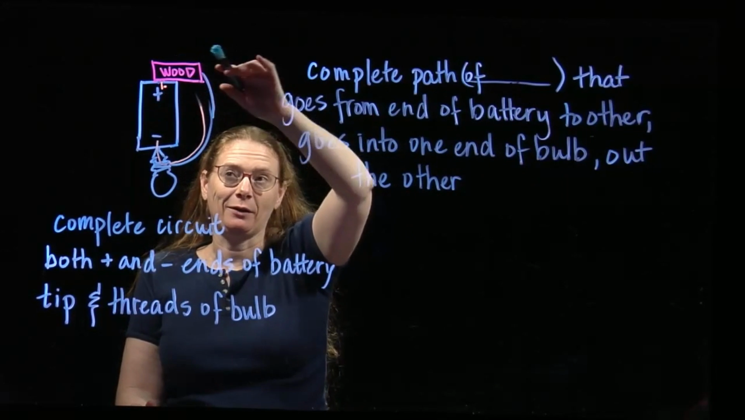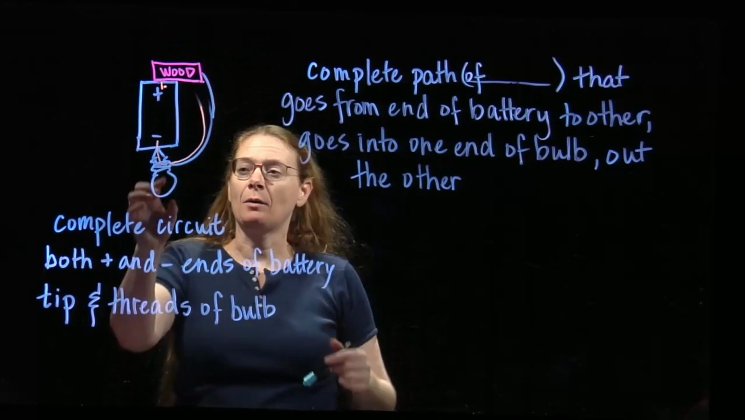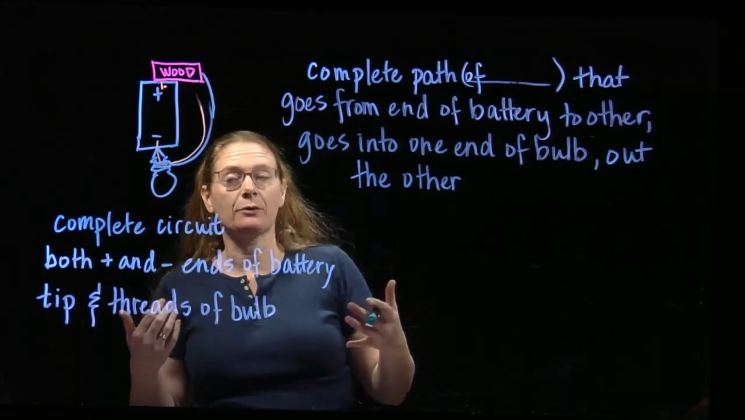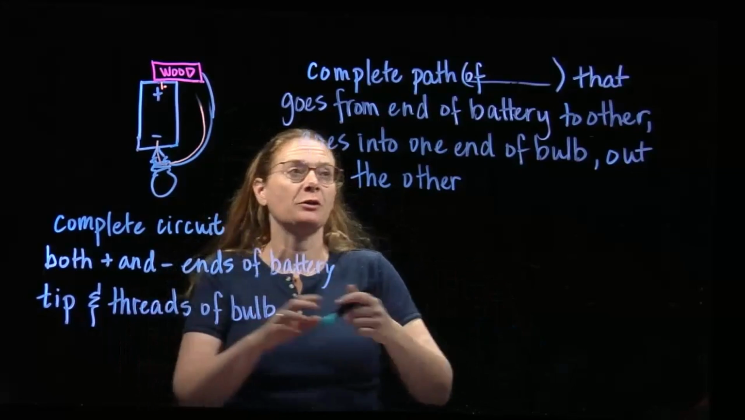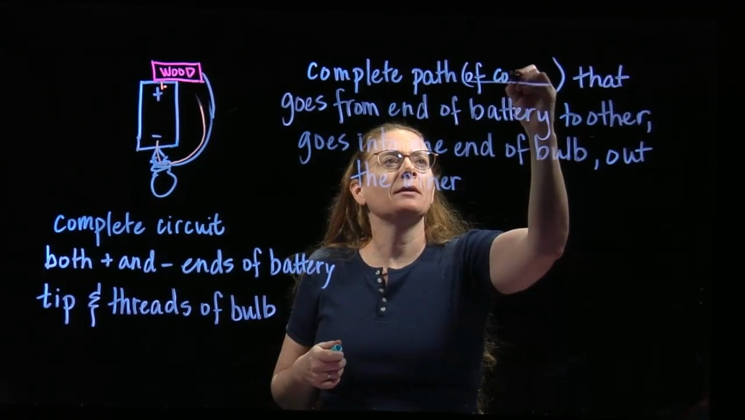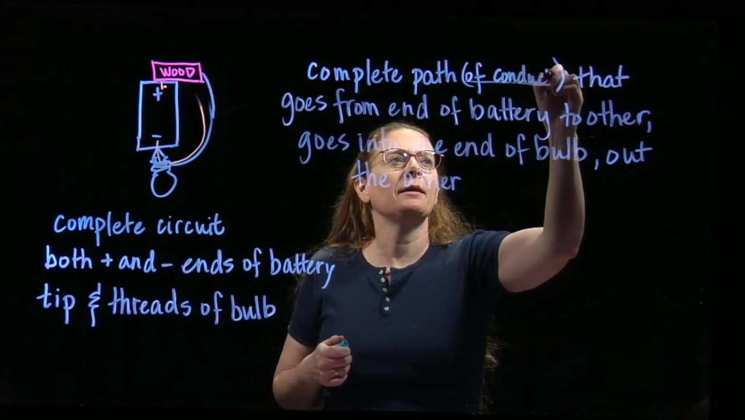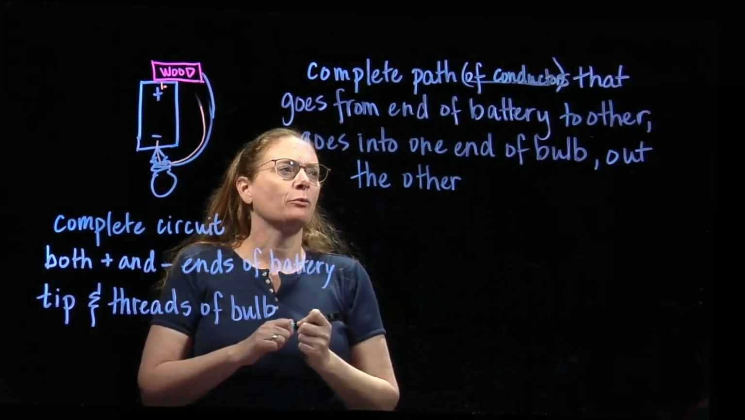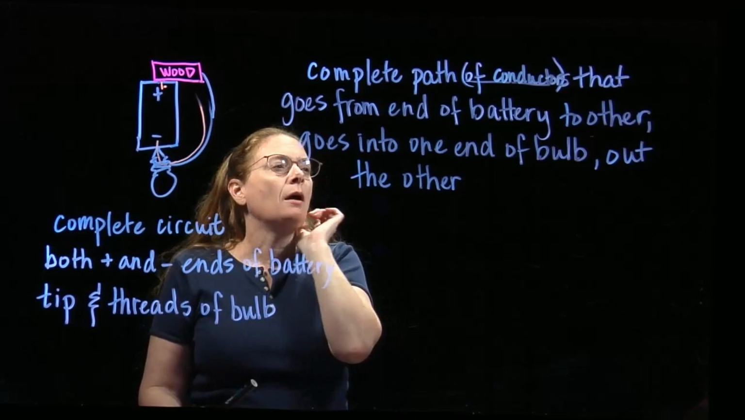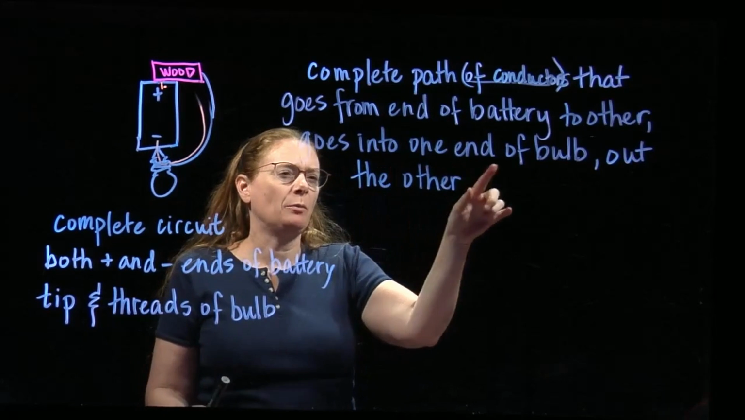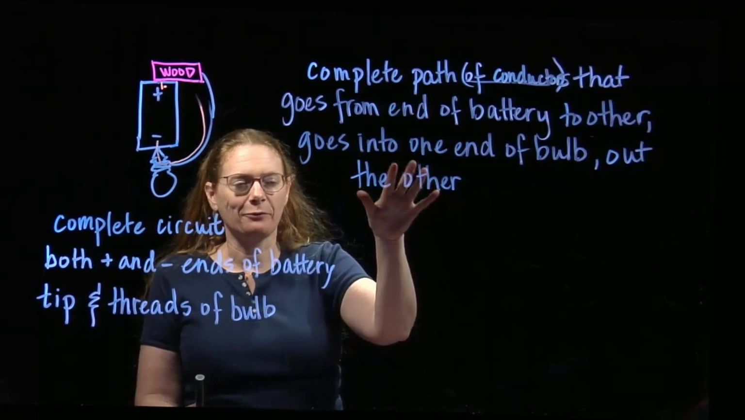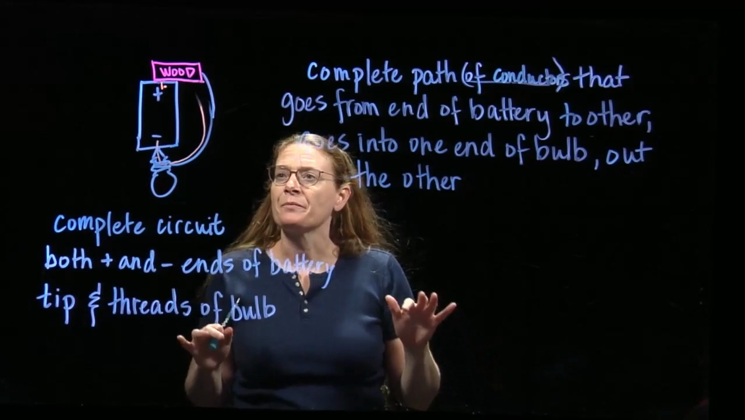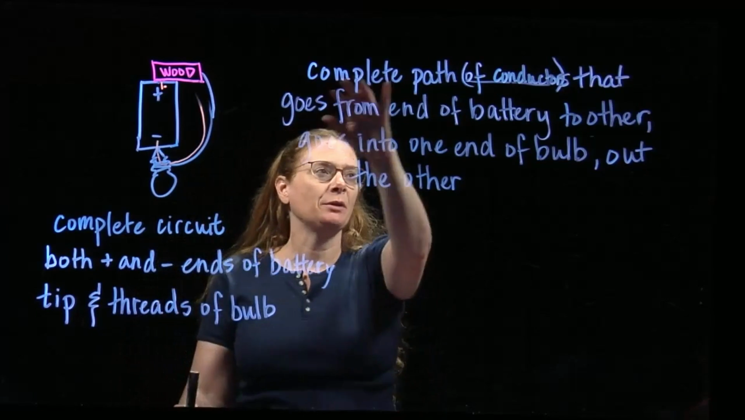Electricity has to be able to flow here. So we need a complete path of conducting material. It has to allow electricity to flow. It has to allow the flow of charges through it. So the extra piece is right there. Complete path of conductors that goes from one end of the battery to the other and goes into one end of the bulb and out the other. That's not very well phrased, but it does cover all of the pieces that we need. It has to be a complete path of conductors.